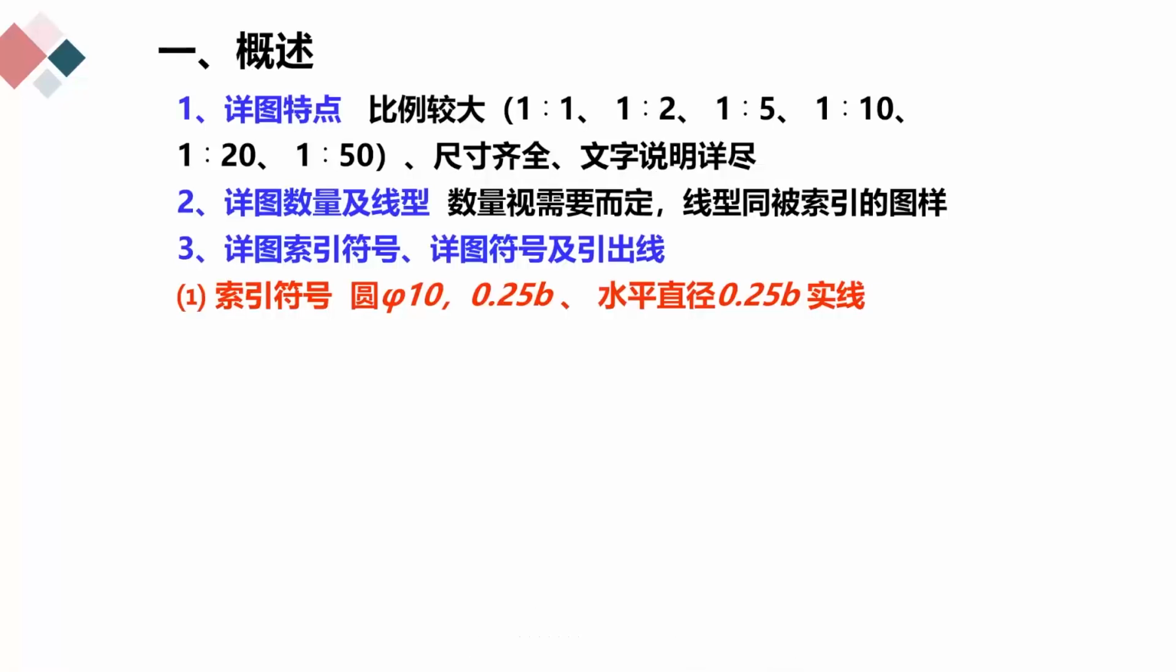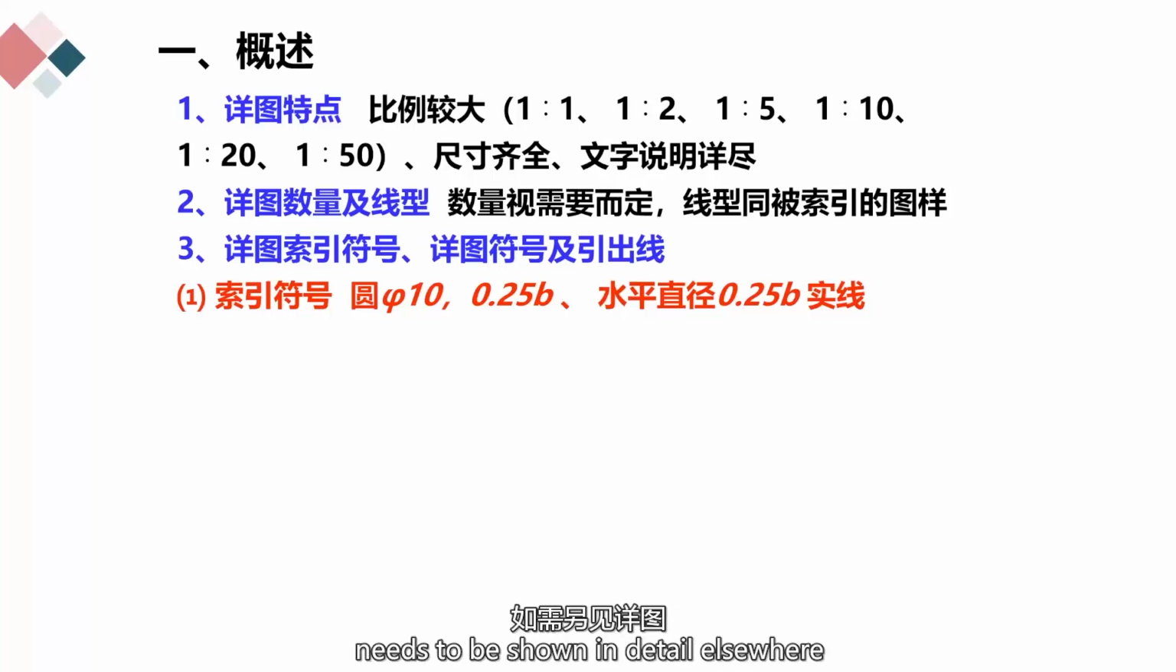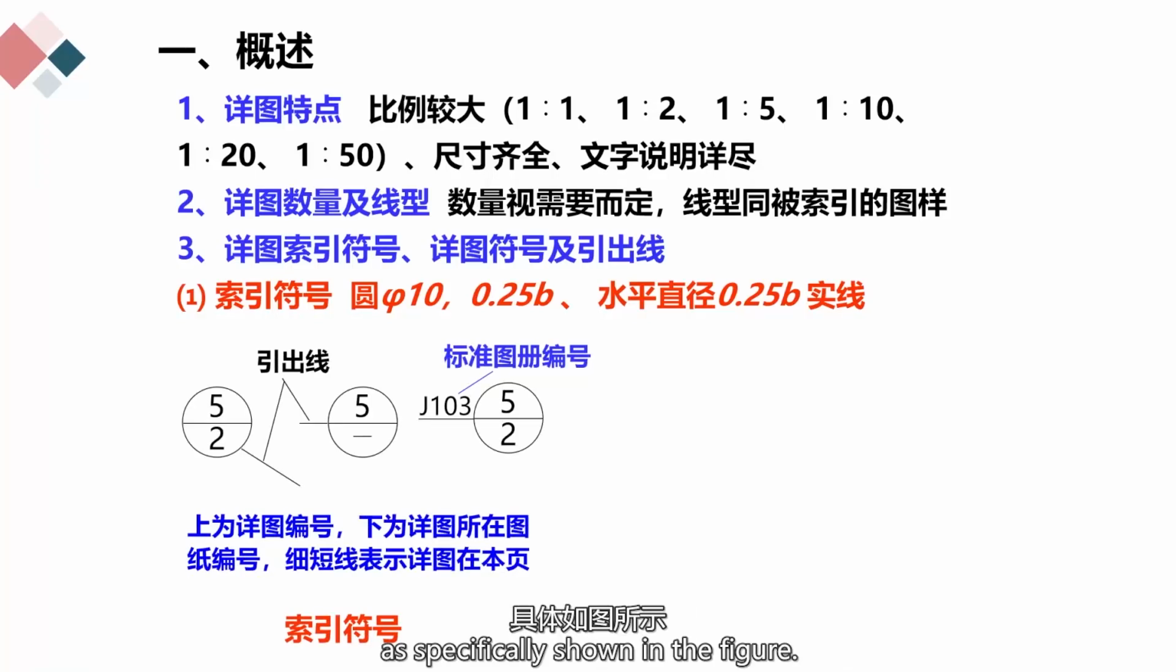Architectural detail index symbols. If a certain part or component in the drawing needs to be shown in detail elsewhere, it should be indexed by an index symbol, as specifically shown in the figure. The upper part is the detail drawing number, and the lower part is the number of the drawing on which the detail is located. The thin short line indicates that the detail is on this page, and the lines in the middle and at the bottom are leader lines.